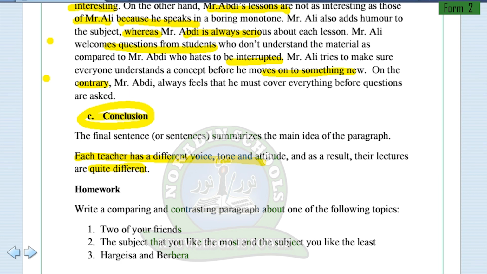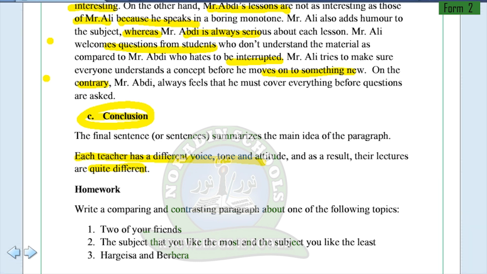This is the conclusion. That means the two teachers are not the same. They have got different teaching methodologies. They have got different behaviors. They have got different teaching styles. So they are different. Their lessons are quite different.